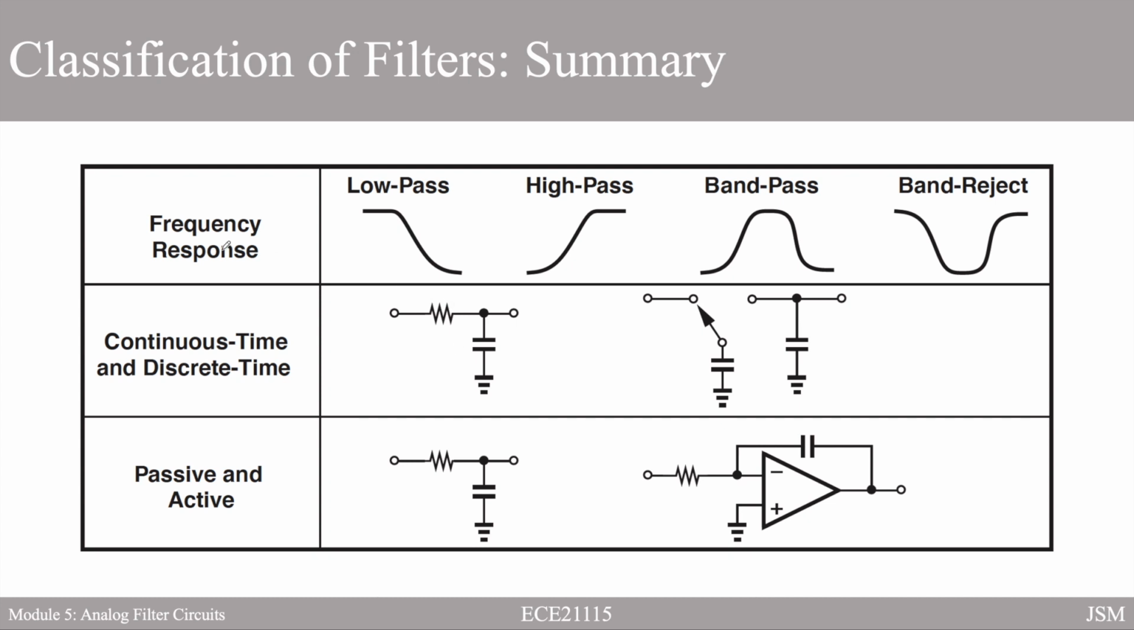We have based on frequency response. So it can be either low pass, high pass, band pass, and band reject. So another classification is continuous time and discrete time. So for continuous time, meron lang tayong passive elements. And for discrete time, meron tayong switching na nagaganap dyan. And lastly, we have passive and active filters. For passive, it only utilizes passive elements such as resistors and capacitors, while for active filter, it utilizes some amplifying components such as the operational amplifier.